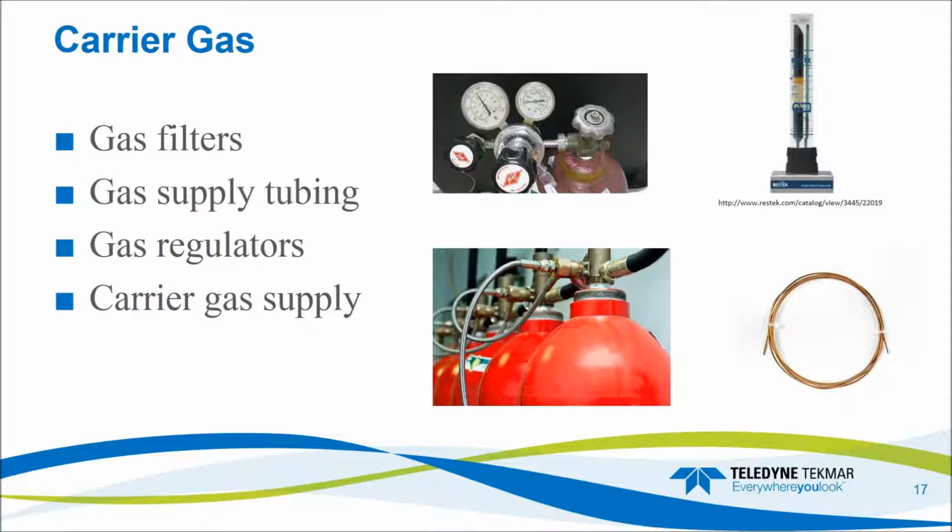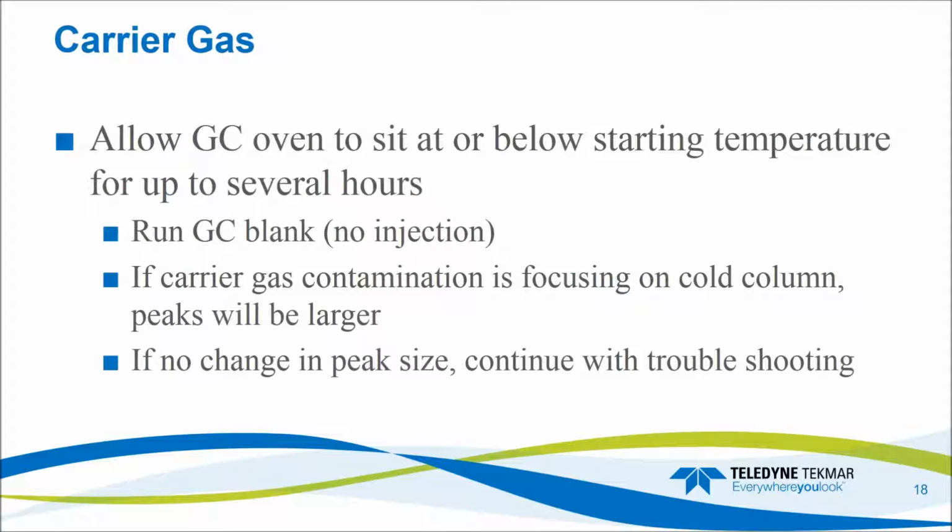Also, we could look at our carrier gas, and this would include our gas filters, the supply tubing, the regulators, and the carrier gas itself. One way we can troubleshoot this is allow the GC oven to sit at or below our starting temperature for a number of hours, up to a day or maybe even 2 days, and then run a GC blank. Follow that GC blank immediately after with another blank, and then do we see any difference in the peak area or height of that contamination?